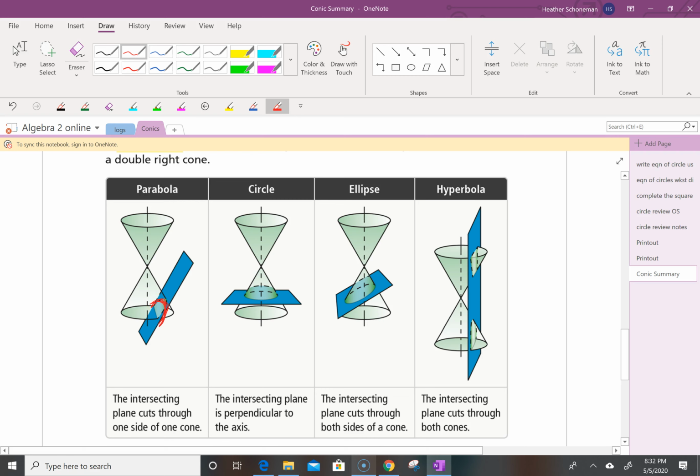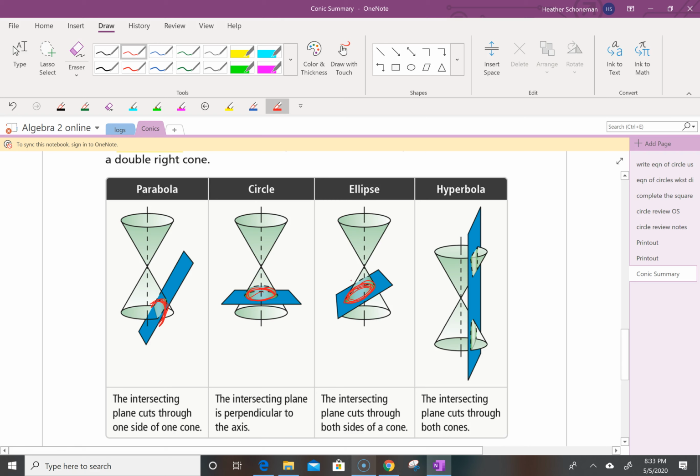When the intersecting plane is perpendicular to this x-axis, then you're going to create a perfect circle. And there's all different places we can move this plane, so it's going to create different sizes, but that's what the shape is. If the intersecting plane cuts through both sides of the cone, but it's not perpendicular like the circle, then you're creating what we call an ellipse.